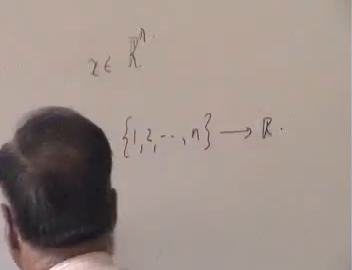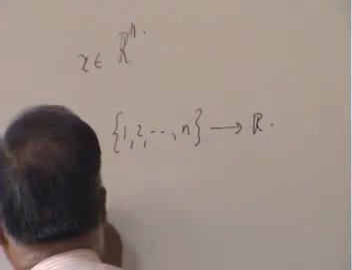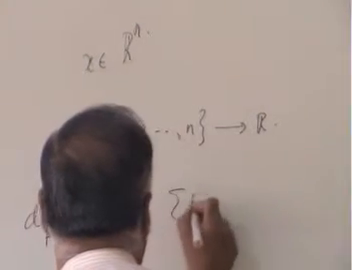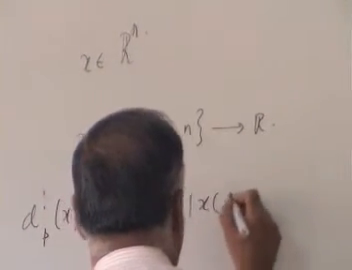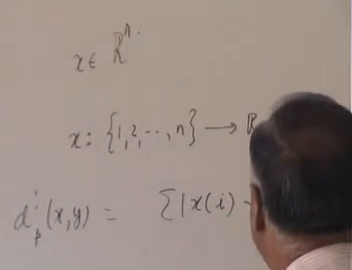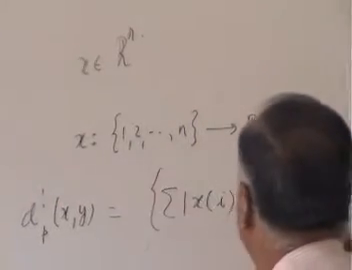What we are saying is then dp of x, y is simply the sum of mod x of i minus y of i, to the power p, all to the power of 1 over p.